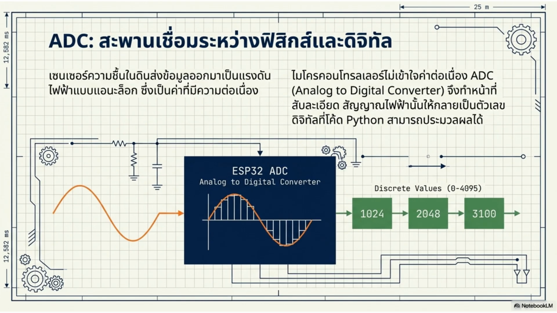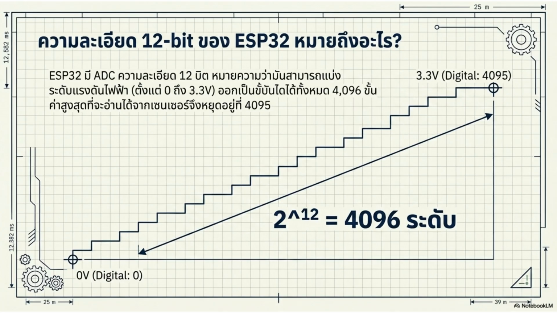The ADC acts as a bridge between the physical and digital worlds. It converts the continuous analog voltage signal from the sensor into discrete digital values that the microcontroller can process. The 12-bit resolution of the ESP32 ADC means it can divide the voltage range, 0 to 3.3 volts, into 4,096 steps, resulting in digital values from 0 to 4,095.